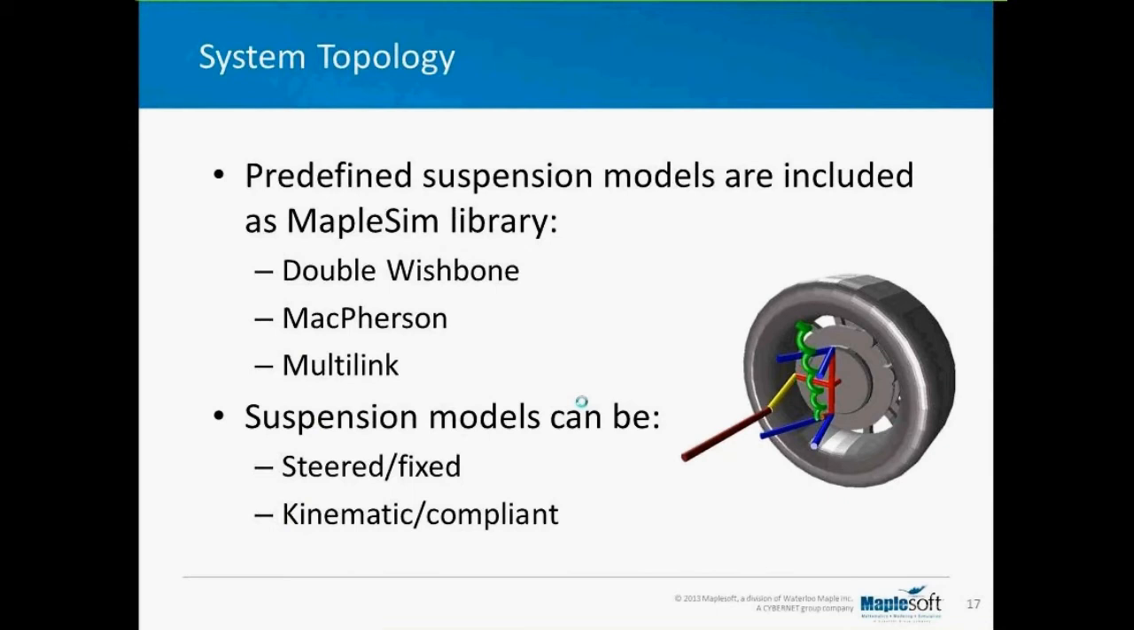So the system topology, the most important part is the suspension. At the moment, we have three different suspension topologies that can be represented: double wishbone, McPherson, and multi-link. And as Professor McPhee mentioned, they can be steered or fixed, and also kinematic or compliant. If they're compliant, we use bushings to represent the joints between the linkages. And if it's kinematic, then we use standard multibody constraints, like revolute joints, for example.